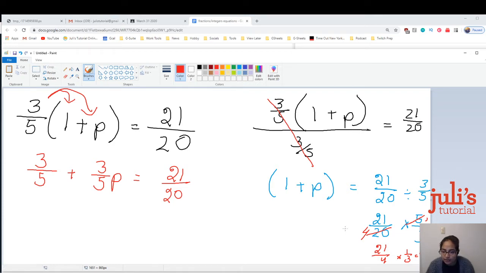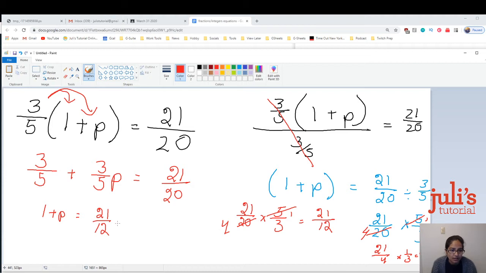I'm going to rewrite this over here. So this is what I did. So I had 21 over 20 multiplied by 5 over 3 because I flipped this. This is 4. This is 1. So then 21 times 1 is 21. 4 times 3, 12. Okay? So this is what I got for doing the same thing I did here, and I'm left with 1 plus p on this side. So I have 1 plus p now equals 21 over 12. Okay, that's what I have.